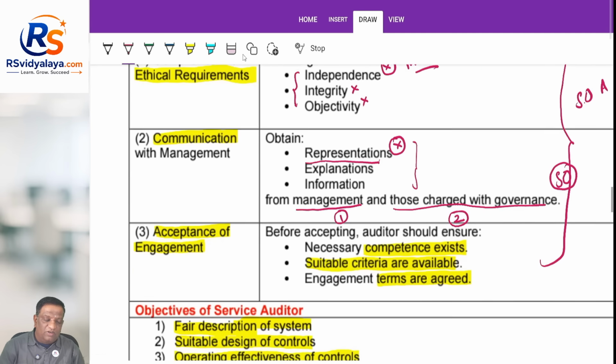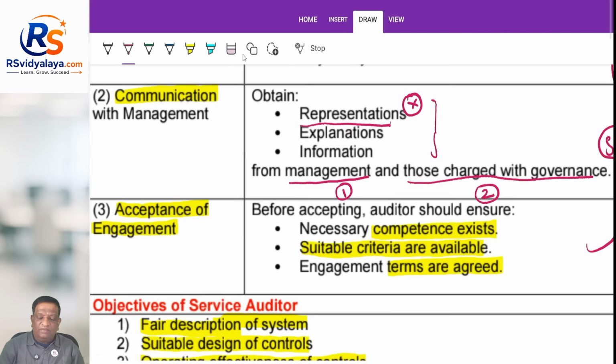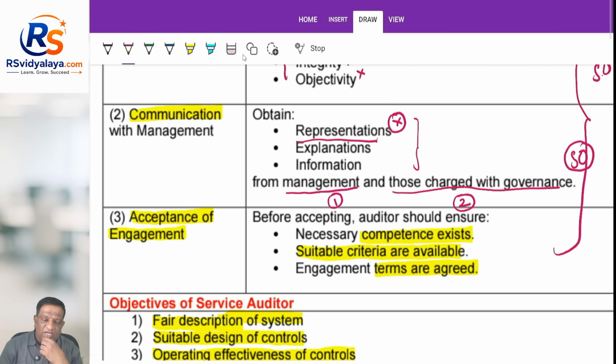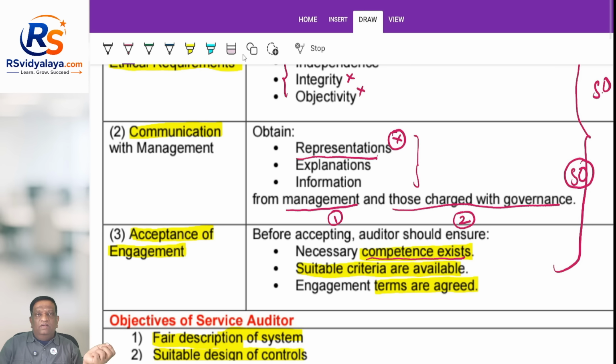Now, the third one, acceptance of engagement. Because he is a professional and that too he is supposed to be independent and maintain integrity and objectivity, before accepting, the auditor should ensure that the necessary competence exists, because these areas are the ones which are not like a routine audit of financial statements.